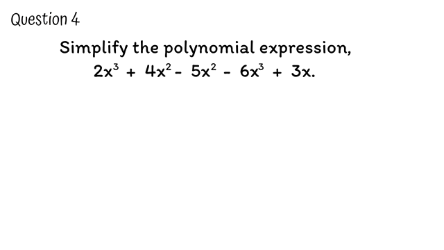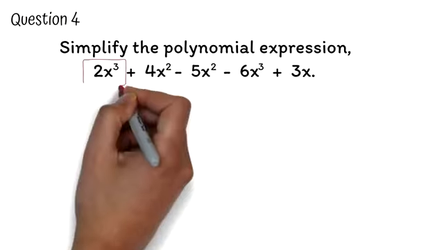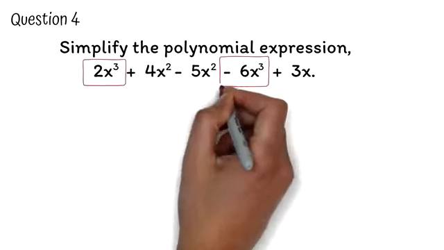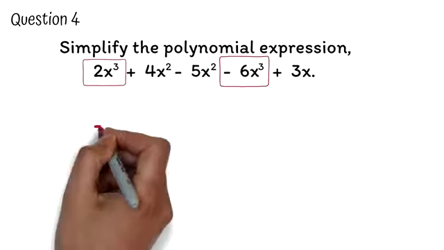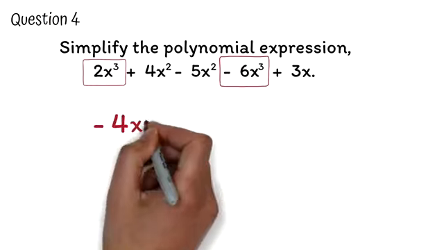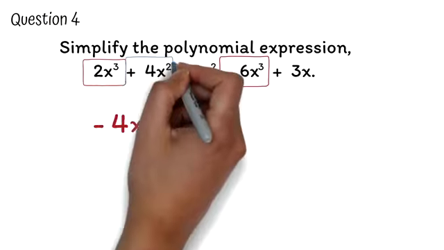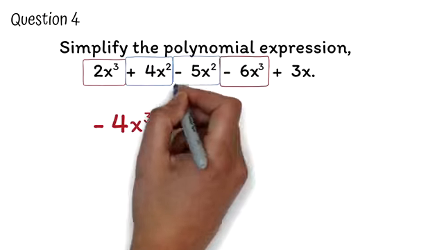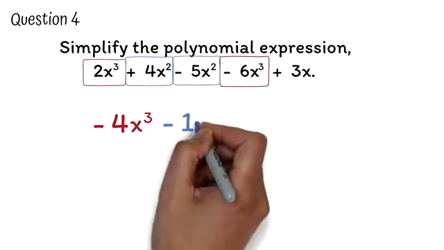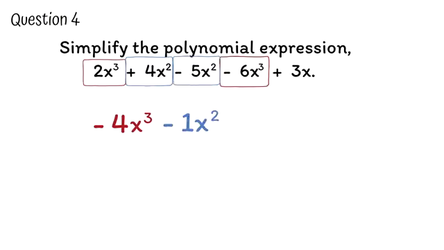So we group all the cubed terms. We have 2x cubed minus 6x cubed. 2 minus 6 is negative 4. So we have negative 4x cubed. Next, we group the squared terms. We have 4x squared minus 5x squared. This will give us negative 1x squared, which is the same as negative x squared. Then finally we have 3x. So the simplified form of the expression is negative 4x cubed minus x squared plus 3x.